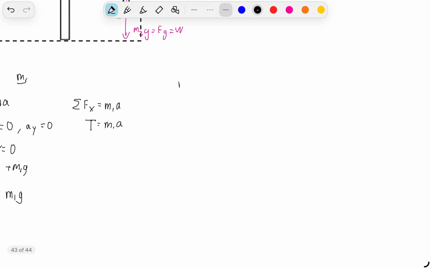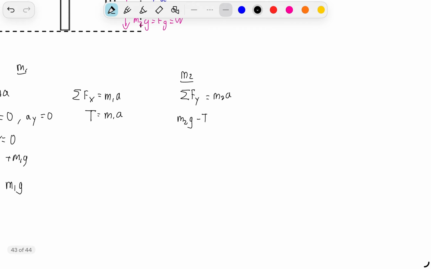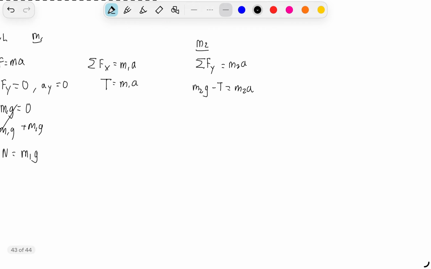Now we'll do Newton's second law for m2 as well. For m2, we are going to have the summation of our forces in the vertical direction equal to m2a. So we have m2g, our force of gravity, minus our tension, which is acting in the opposite direction of our acceleration, equal to m2a. That's your equation for your hanging mass.